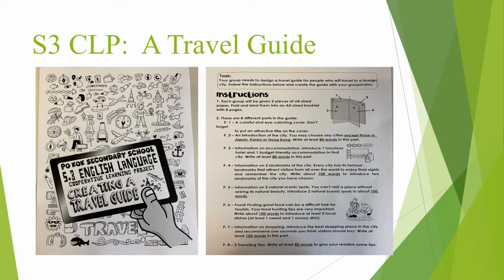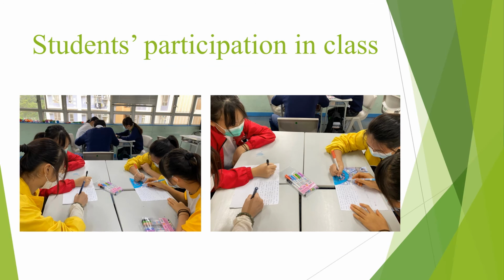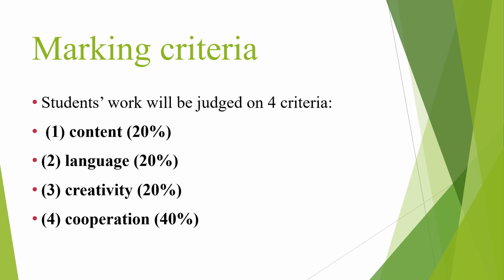Here's the instruction booklet given to students. Students participated actively and were busy finding information and having discussion with their groupmates in class. Students' work will be judged on 4 criteria: content, language, creativity, and cooperation.